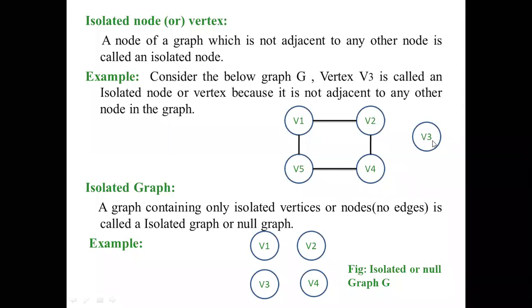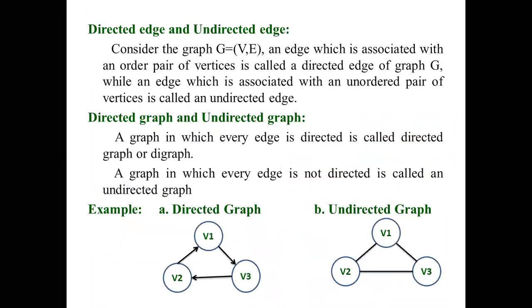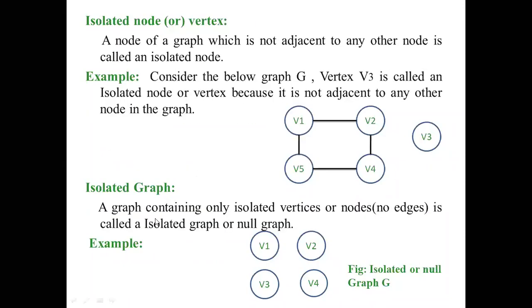So V3 is called an isolated vertex. The vertex which is not adjacent to any other vertex is called an isolated vertex. So in this example, V3 is called an isolated vertex. Isolated graph: a graph containing only isolated vertices is called an isolated graph.